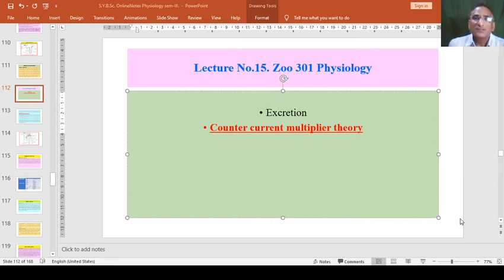Okay, dear students, welcome to the lectures of physiology, lecture number 15. We will continue the excretion that we have seen previously: how the nephron is working and how ultrafiltration takes place. Now, what is the secretion or secretory activity carried out in excretion, and what is the counter current multiplier exchange theory? This is a very important topic that we will see here in detail.